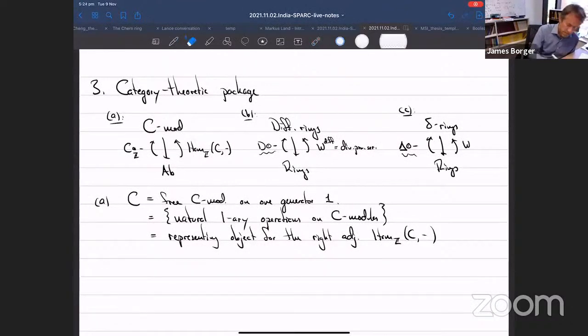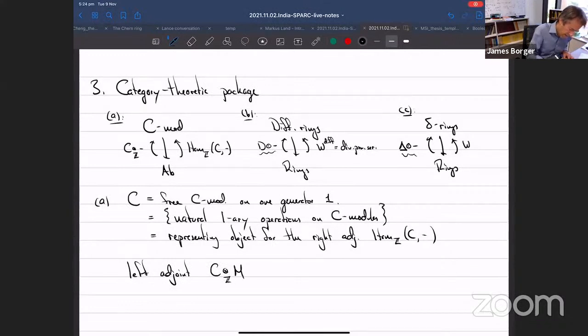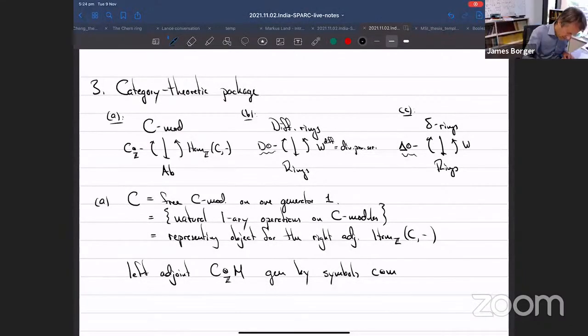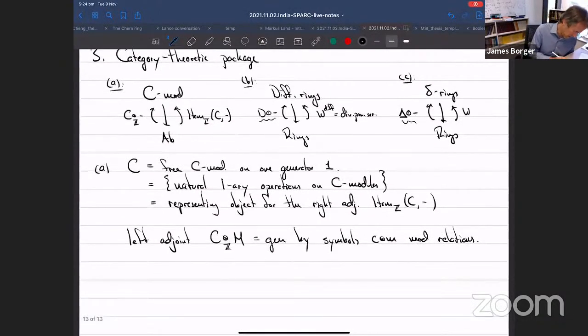Okay. Oh wait, I think I wanted to say one more thing. And then yeah, so then the left adjoint. The left adjoint construction applied to an M is of course this, and it's generated by symbols. I'm not saying anything that people don't know. Then mod relations. So this is something very familiar. Maybe it'll start to be less familiar when I go to context B and C.